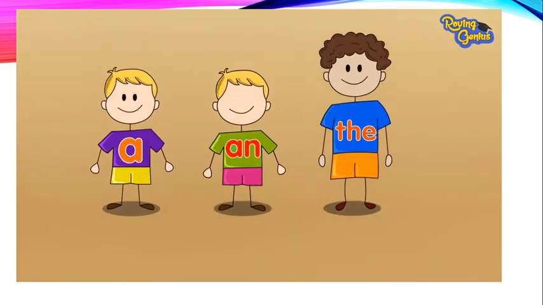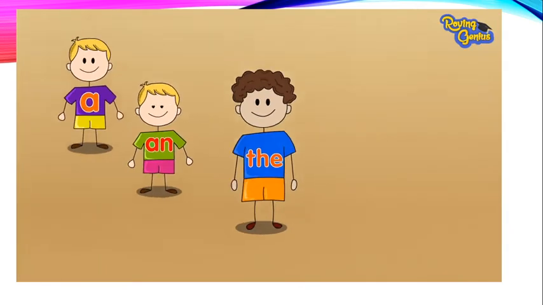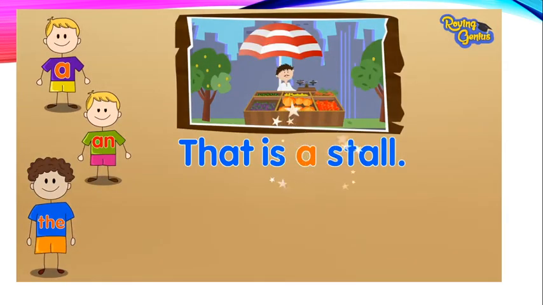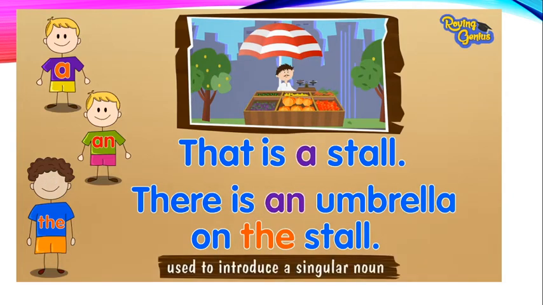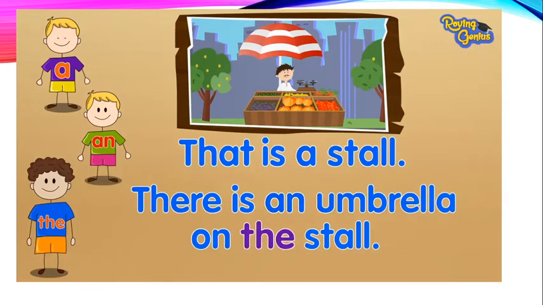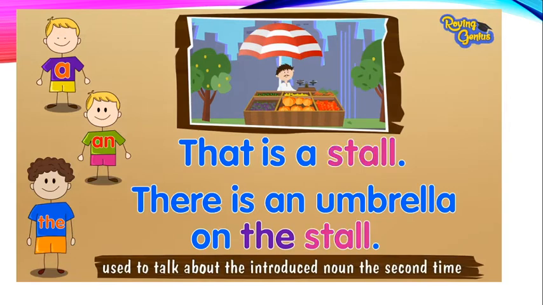Come, let's look at a few sentences where these three article brothers appear together. That is a stall. There is an umbrella on the stall. Thus, we can say that articles A and An are used to introduce a singular noun. Article The is used when we talk about the introduced noun the second time. In this case, it is the stall.